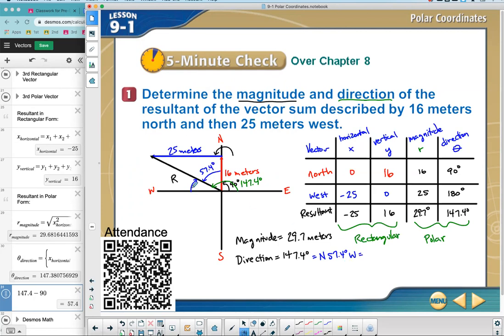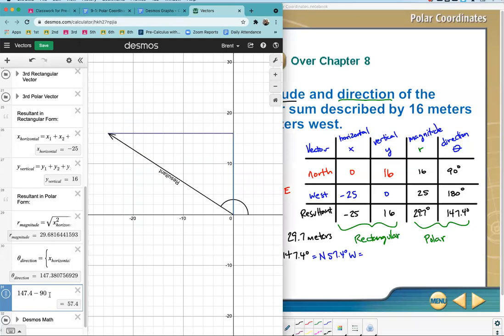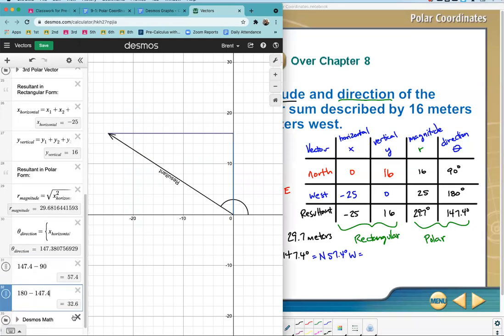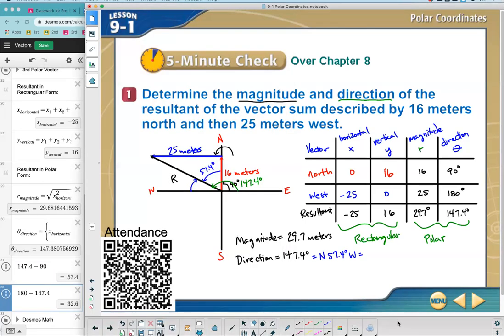Or I could have said from the west to the north. And again, you could just take every straight line, there's 180 degrees. I could take 180 and subtract that. 180 minus 147.4, which is 32.6 degrees. This one's 32.6.